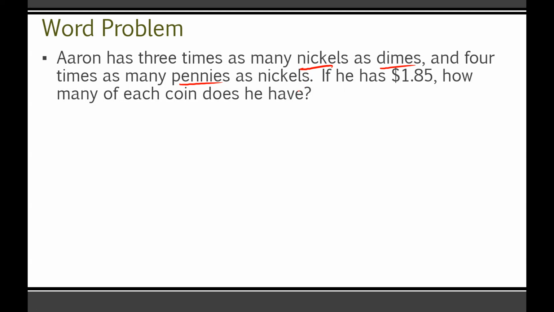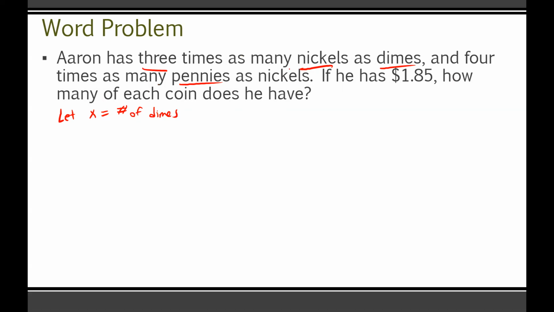Okay, so my trick behind this is find the coin that everything can kind of relate back to. We know we have 3 times as many nickels as dimes and 4 times as many pennies as nickels. Now, in reference for pennies to nickels, we know nickels themselves are already 3 times as many as dimes. So I think our lowest amount of coins here is going to be dimes. So let's say let x equal the number of dimes.